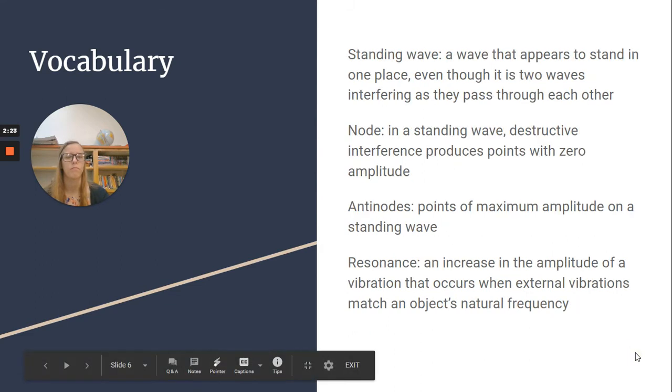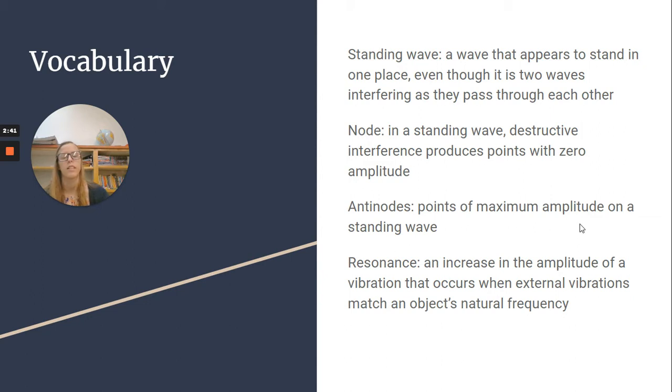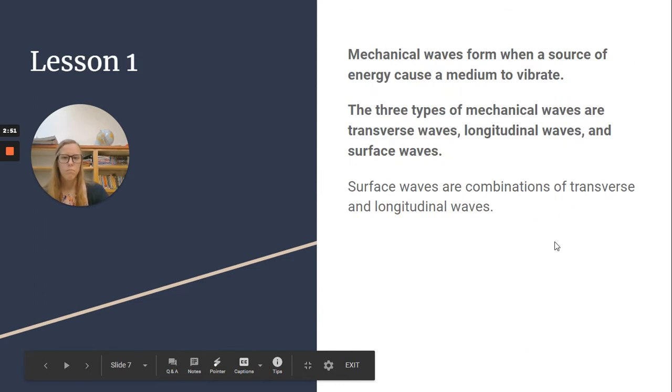wave had. A standing wave is a wave that appears to stand in one place, even though it is two waves interfering as they pass through each other. A node, in a standing wave, destructive interference produces points with zero amplitude. Antinodes are points of maximum amplitude on a standing wave. Resonance, an increase in the amplitude of a vibration that occurs when external vibrations match an object's natural frequency.